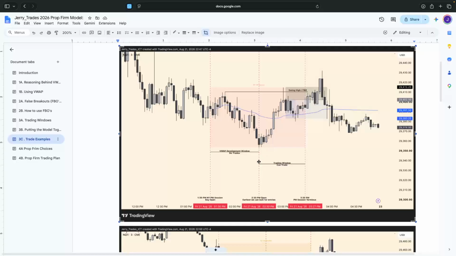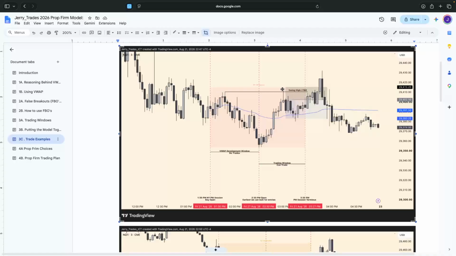Technically the trade forms after 2:30, but for me, I want to see us take out a low after our trading window starts, which is what happened here. As you can see, we have a swing high formed after 1:30. So this is a high that forms after 1:30.